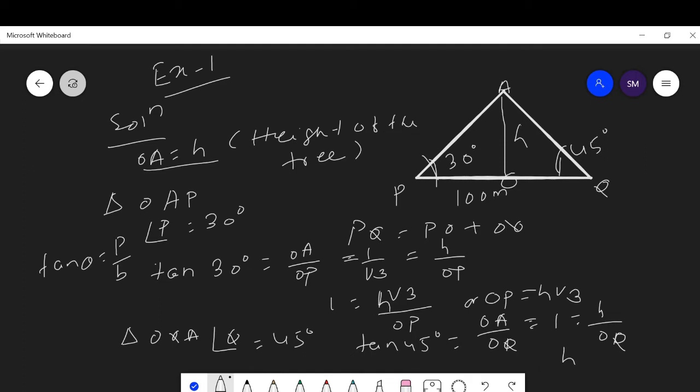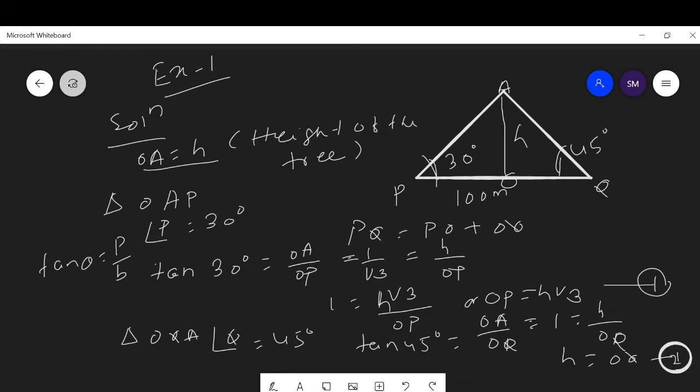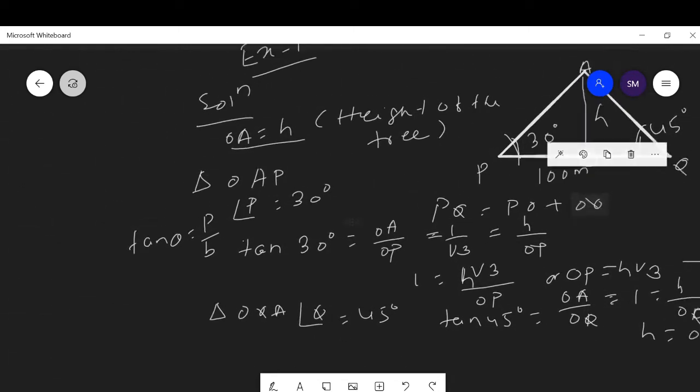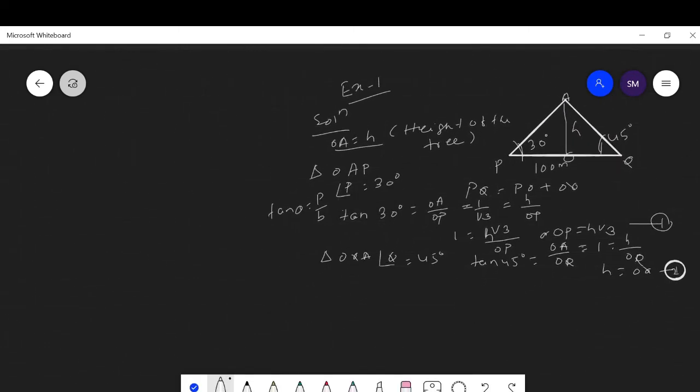Then here h is equal to OQ. H is equal to OQ. Here in 1, OP is equal to h root 3. Here h is equal to OQ. Let us consider equation 1 and 2. Keep it here, keep the question here and discuss equation 1 and equation 2. Then here, as we know, PQ is equal to OP plus OQ, which is equal to 100 meters.